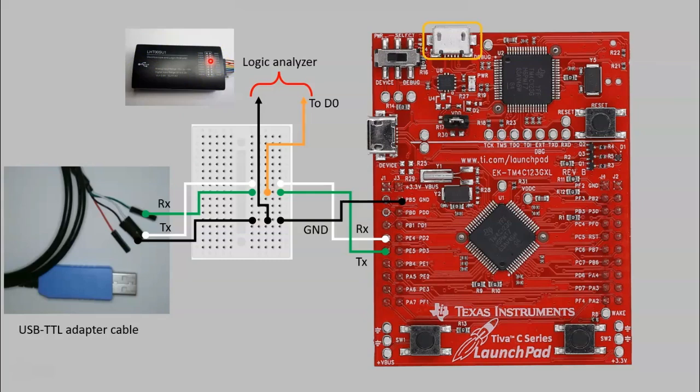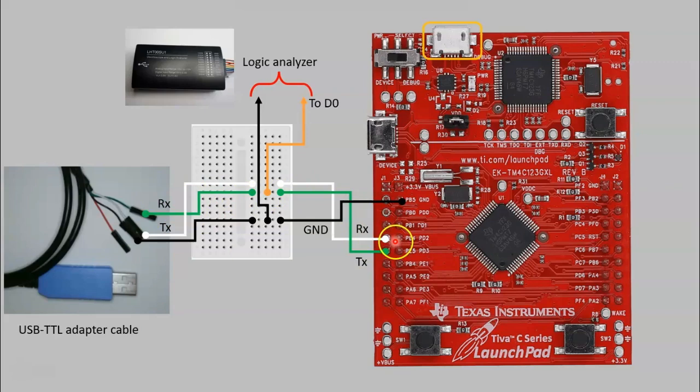Now, let's take a look at the connections. From the TM4C series launchpad board, let's look at PE5, port E, bit 5. Now this is the TX pin on the TM4C series board, so this is the transmitting pin. This is then connected to the RX cable of the USB TTL adapter cable. All right, so transmit, receive.